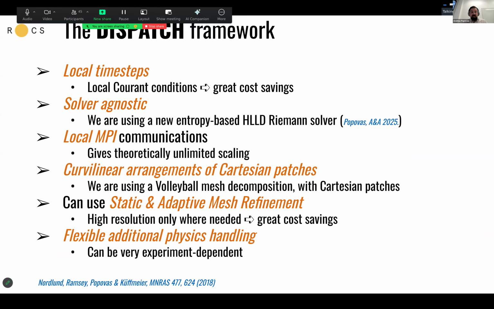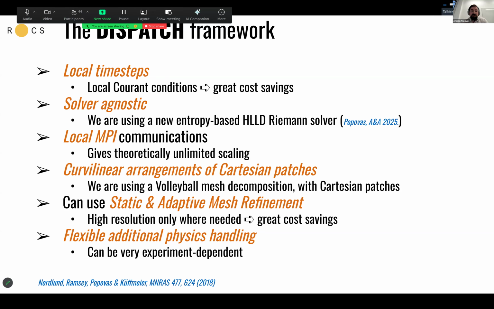So the DISPATCH framework uses local time steps. That means that the local current conditions are set and different areas can advance in time at very different paces. It can also use a bunch of different solvers. And in this talk, I will be presenting work which is done with an entropy-based Riemann solver. I will later show why it's entropy.